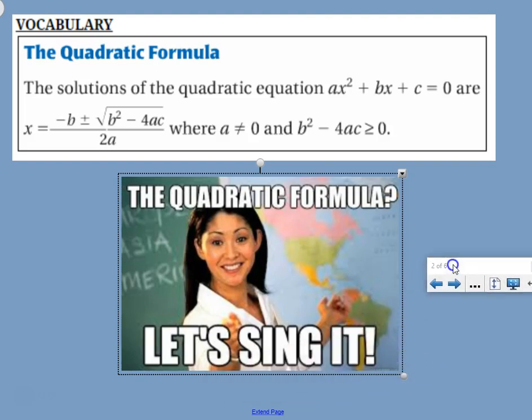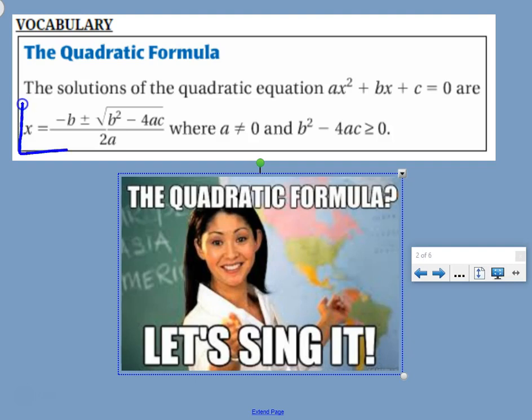Quadratic formula. The solutions of the quadratic equation ax squared plus bx plus c equals 0 are x equals negative b plus or minus the square root of b squared minus 4ac all over 2a. That is the quadratic formula, and that is what you will need to memorize. You will need to know that. That is important. Where a cannot equal 0 and b squared minus 4ac is greater than or equal to 0.